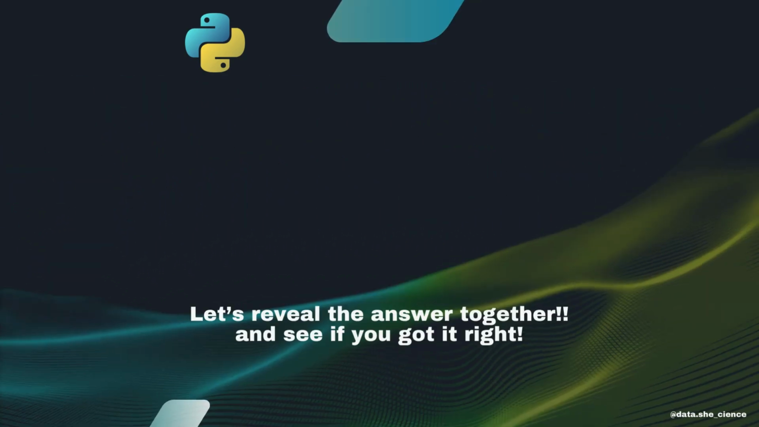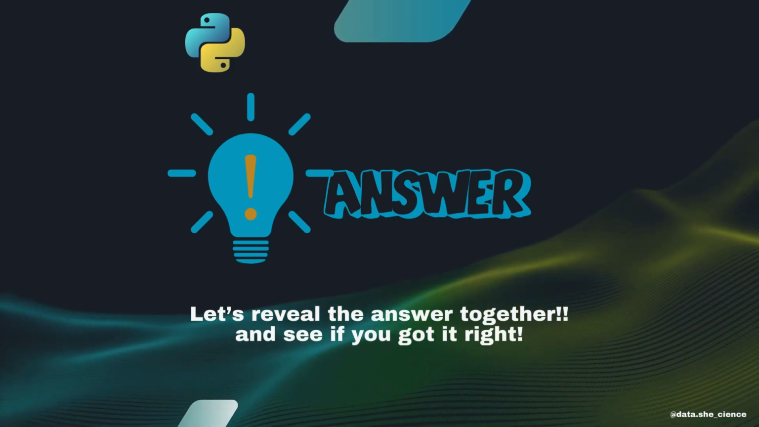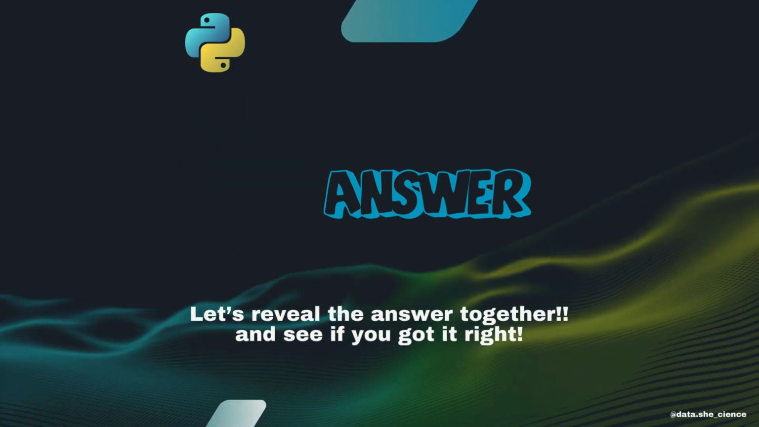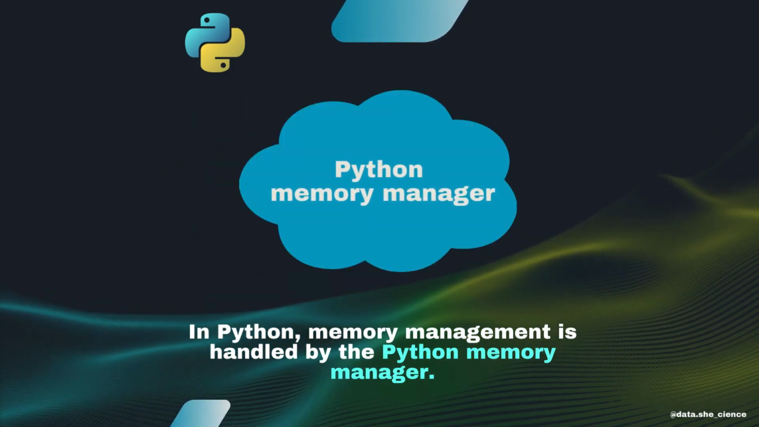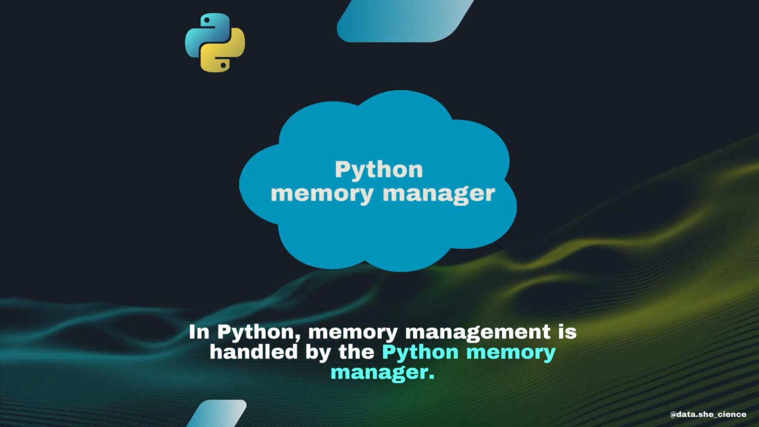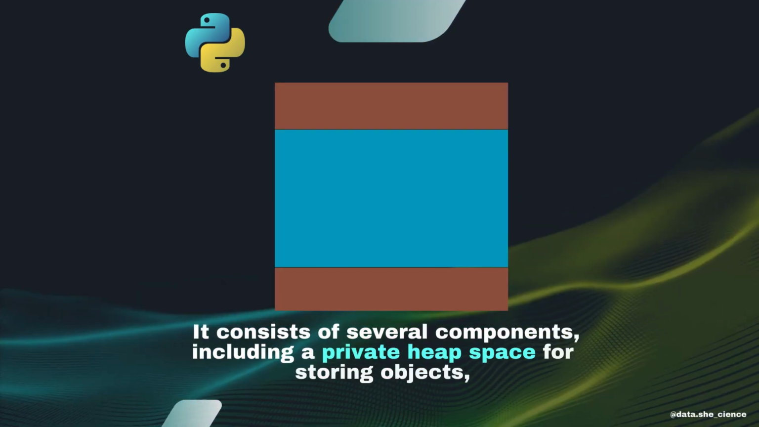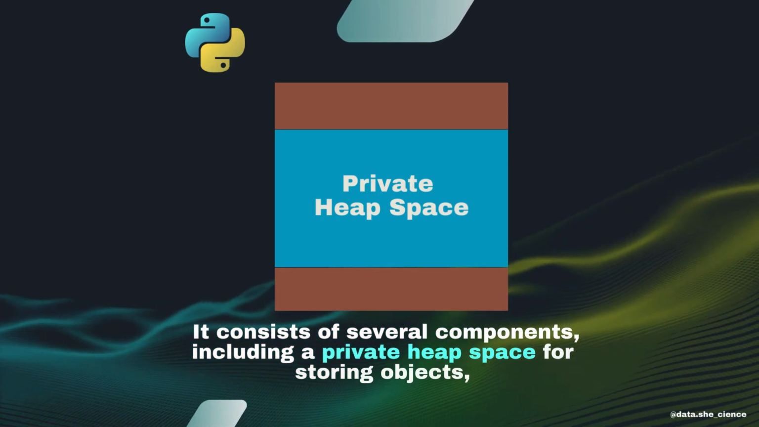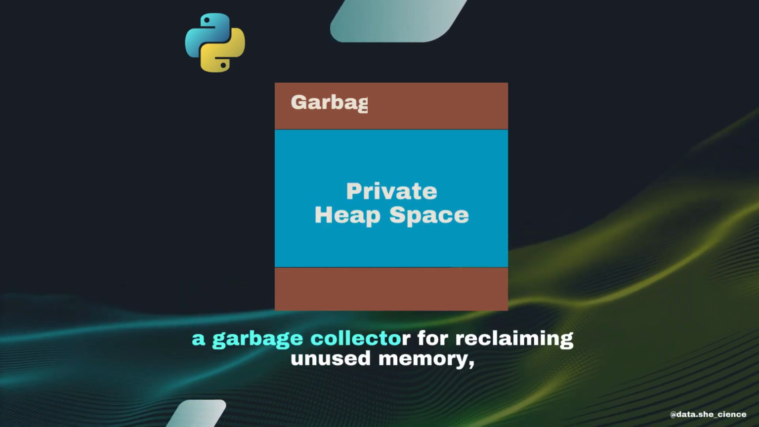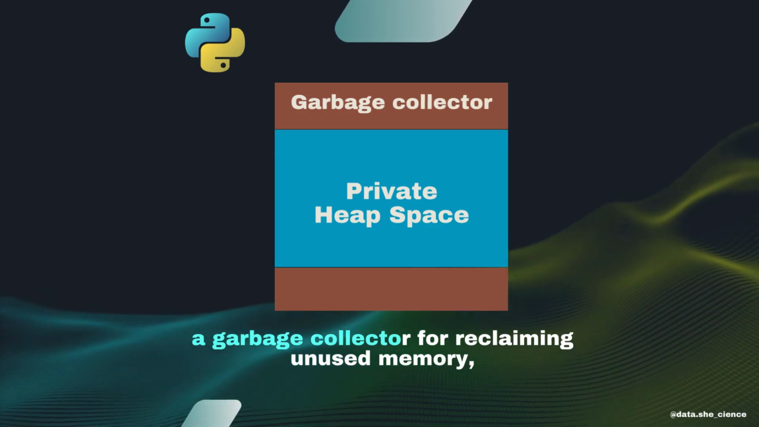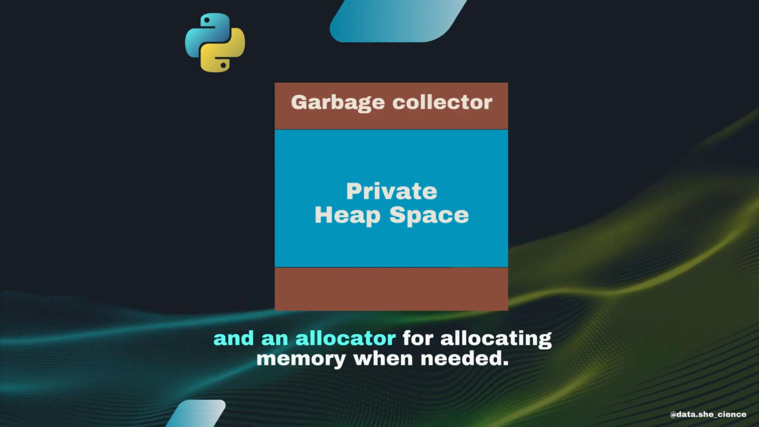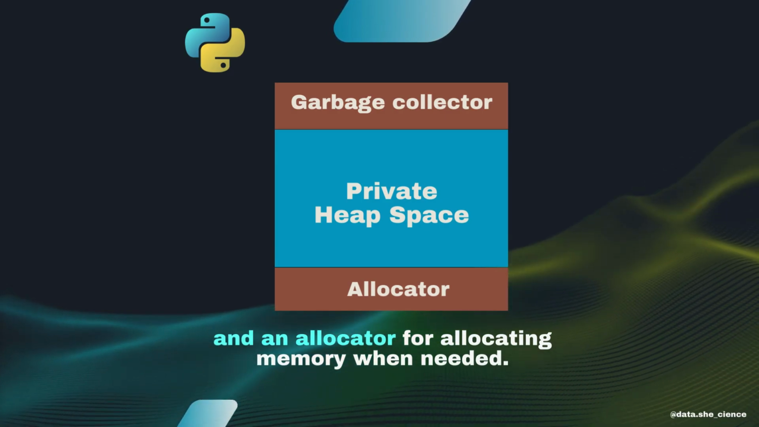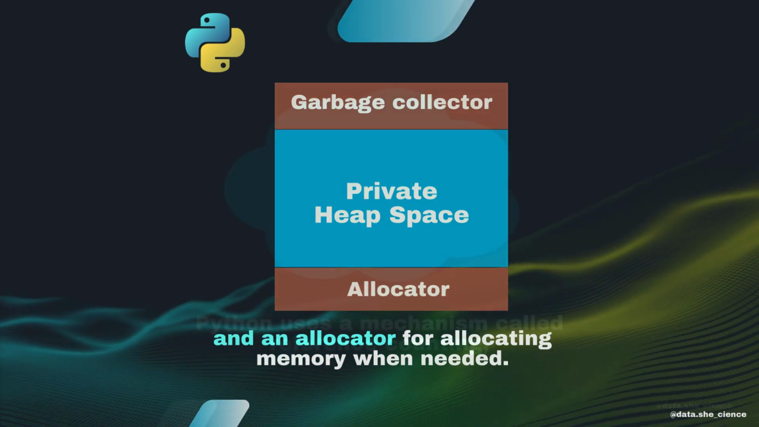And stop. Let's reveal the answer together and see if you got it right. In Python, memory management is handled by the Python Memory Manager. It consists of several components including a private heap space for storing objects, a garbage collector for reclaiming unused memory, and an allocator for allocating memory when needed.